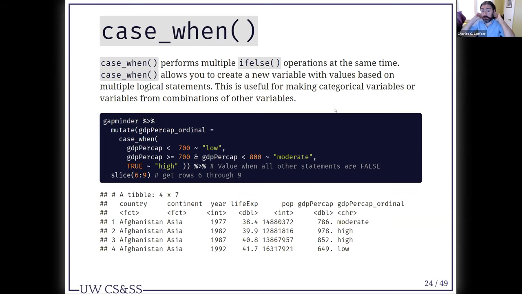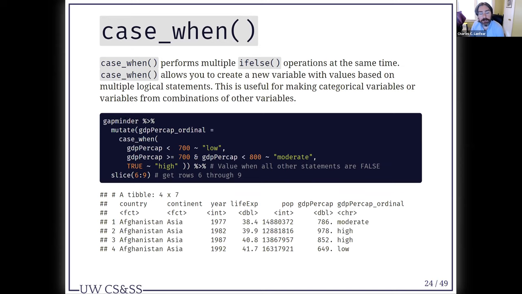Here's yet another way we could do basically the same thing, but this is the most powerful of all of them. Case when, the most powerful function. Case when is a dplyr function for performing multiple sequential if-else statements. It does them, it says here, at the same time, but actually they're sequential. This is a good way to create a new variable based on many different tests.